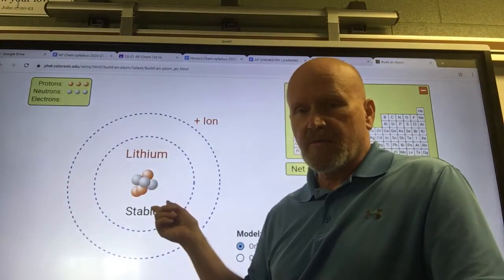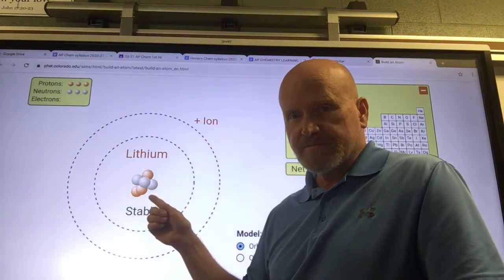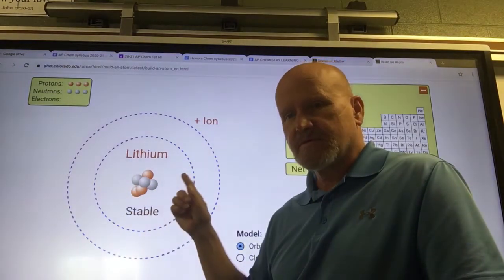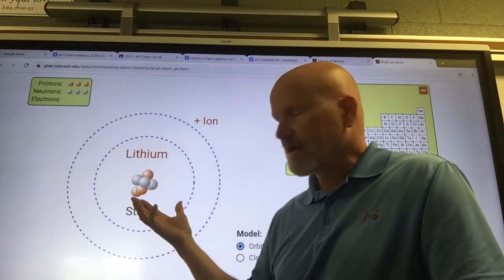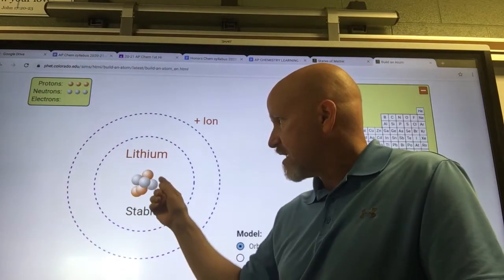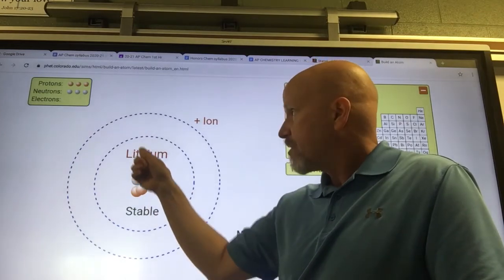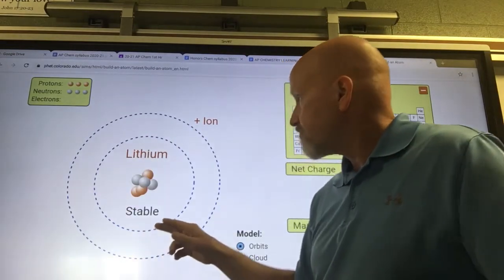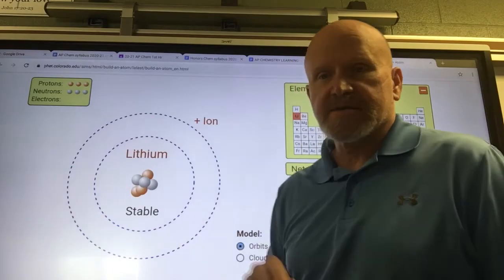Things that you need to know. Okay, you need to know the charge. Protons positive, neutrons neutral, electrons negative. And you need to know the relative mass. Now right now this is a stable lithium nucleus, but it's an ion. It would have a charge in there. So how do we get rid of this plus thing right here?